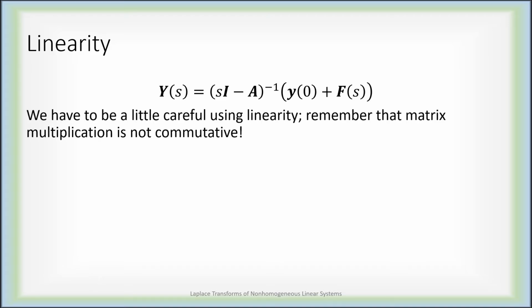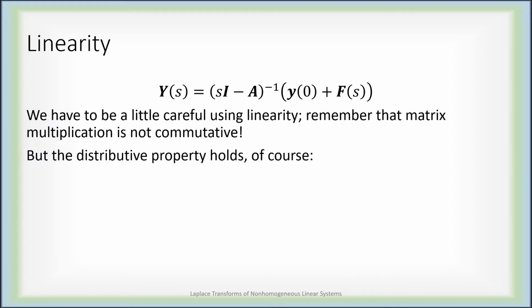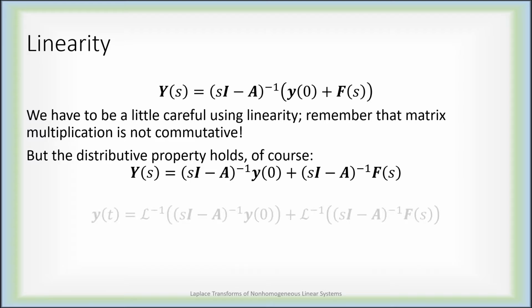We do have to be a little careful using linearity of all of our operators because matrix multiplication is not commutative, so left versus right really matters. Just be careful about that. The distributive property, however, holds perfectly well, so we distribute the matrix (sI minus A) inverse. Now I can take an inverse Laplace transform of both sides. On the left, taking the inverse Laplace transform of capital Y brings me right back to my solution. This was the goal, to find y of t.